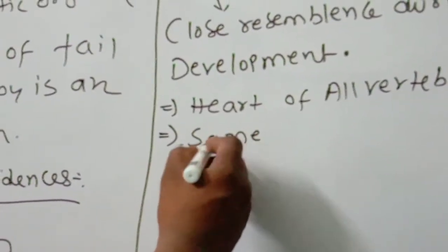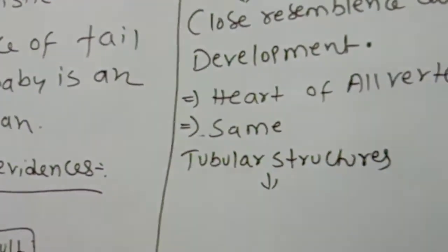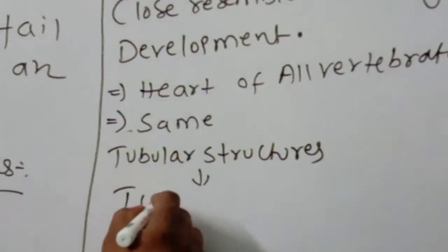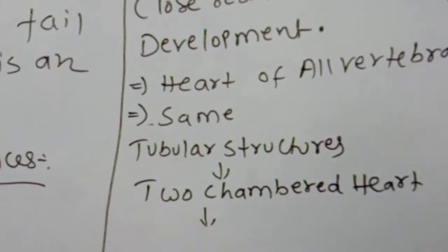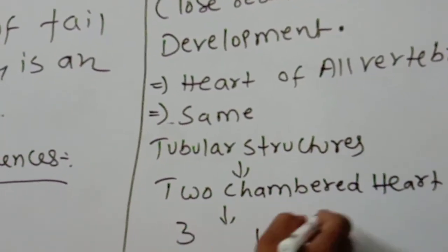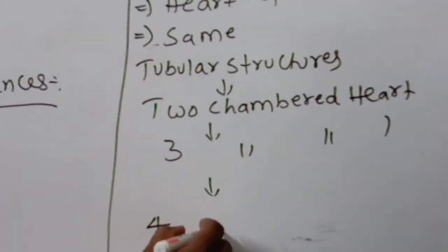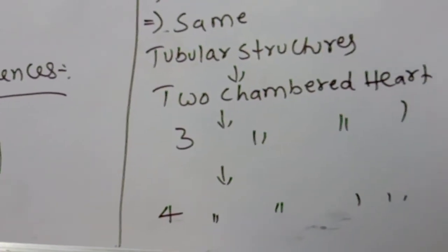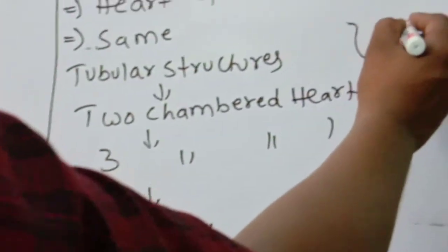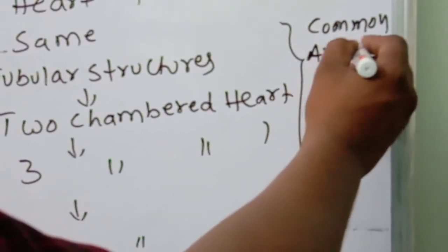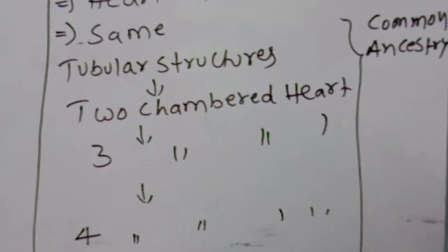First tubular structures, to two-chambered heart, to three-chambered heart, you know very well, then to four-chambered heart. Like that, the heart is formed. So this indicates a common ancestry for all the vertebrates. What do you understand this is indicating? Common ancestry for all the vertebrates.